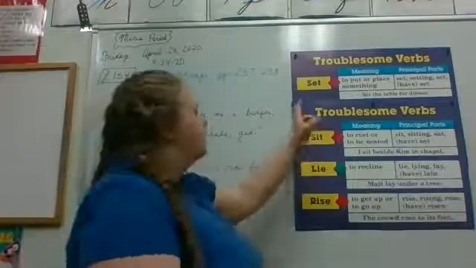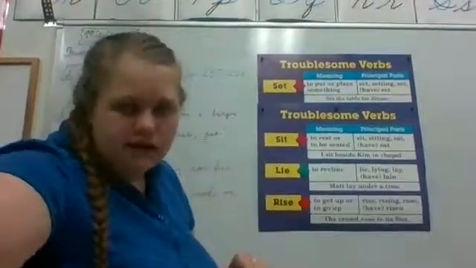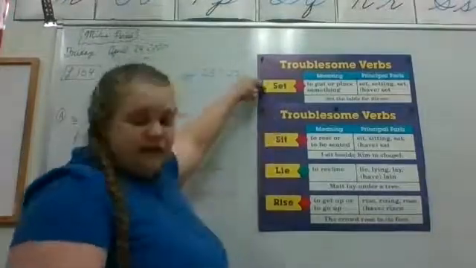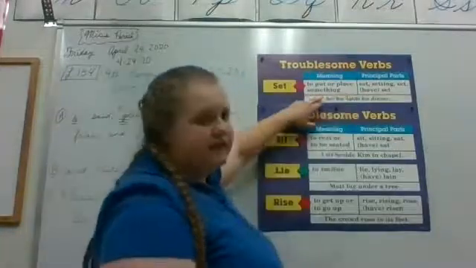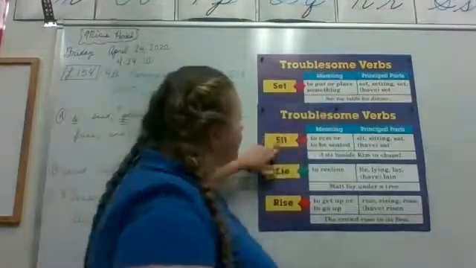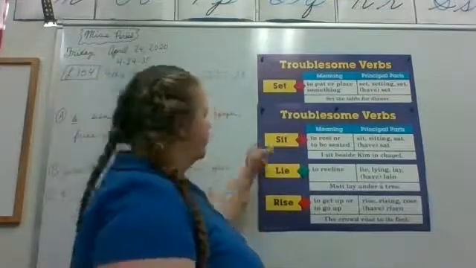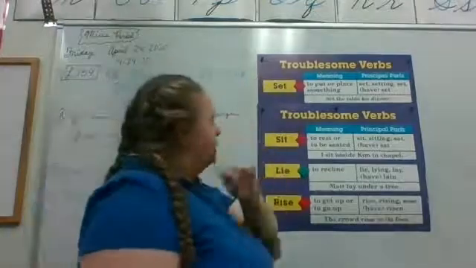So we have this troublesome verb chart. Let's make sure you can see it all. Okay, set: we've got the meaning, the principal parts, and we use it in a sentence. We'll do the same for sit, okay? And then there will be lie and lay and rise and raise, and we'll look at those ones, but we're gonna start with these first two today.